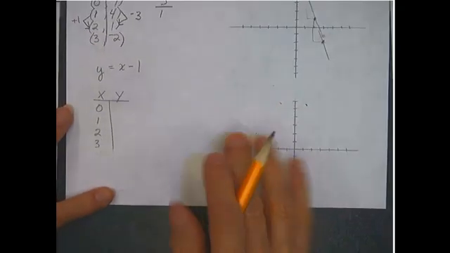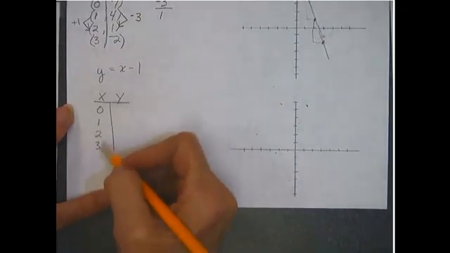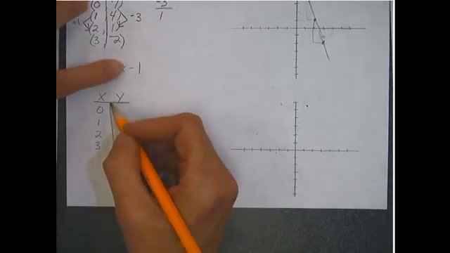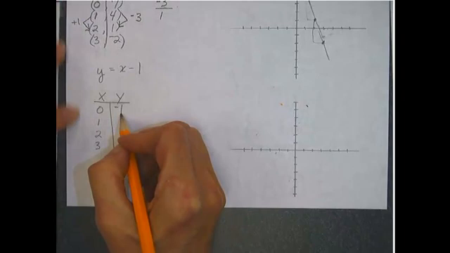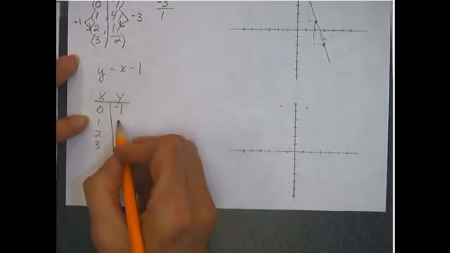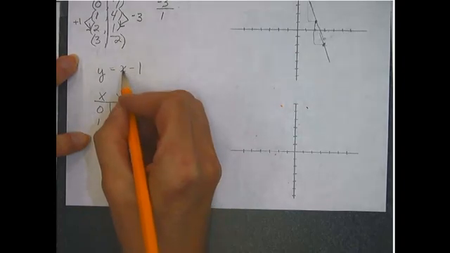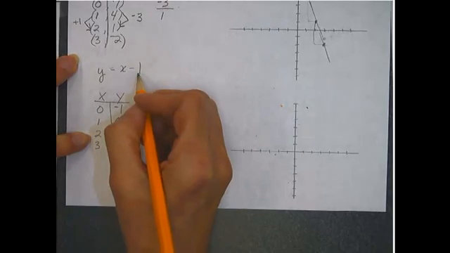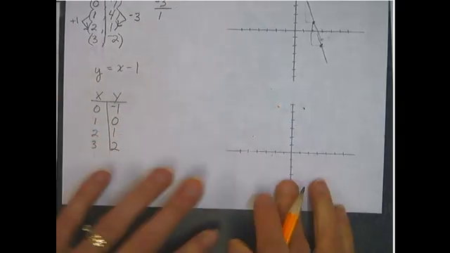Okay, in this problem, I've plugged in, again, I'm doing the overkill, doing 4 points. When I plug in 0 for x, y becomes negative 1. When I plug in 1 for x, y becomes 0. 1 minus 1 would be 0. When I plug 2 for x, 2 minus 1 would be 1. When I plug in 3 for x, 3 minus 1 would be 2. So I can plot these points.